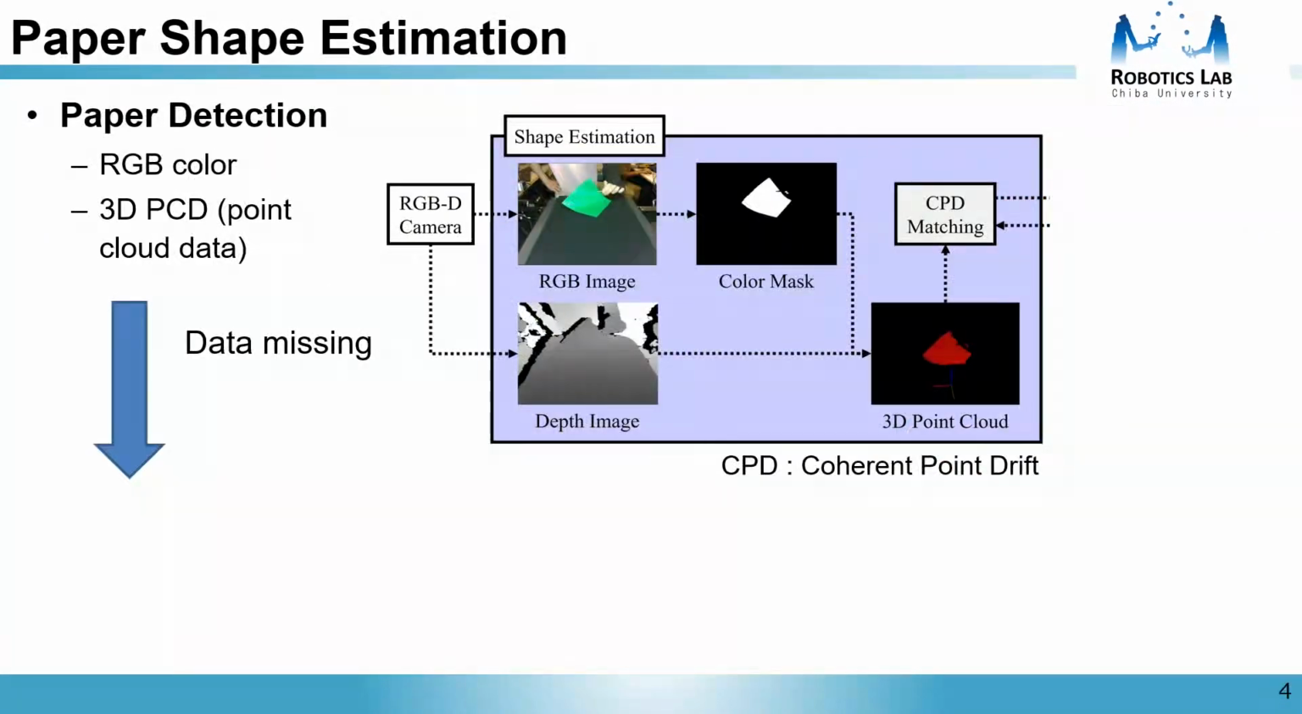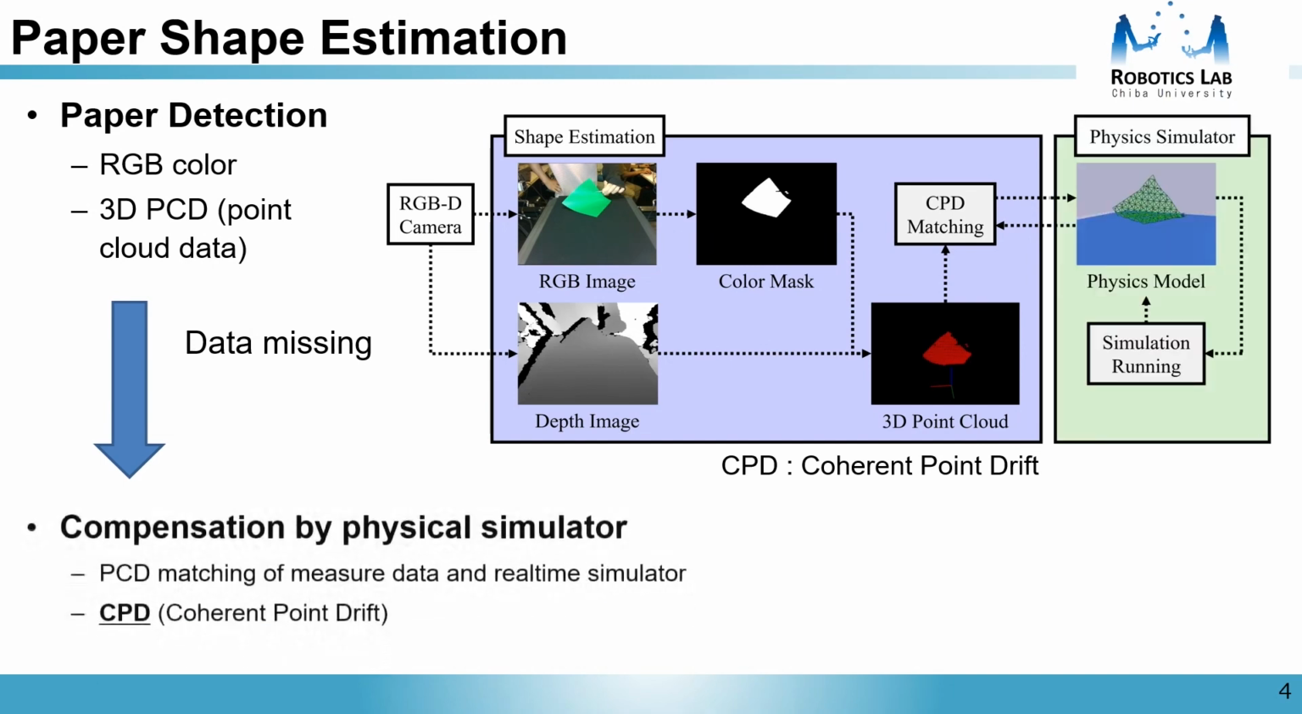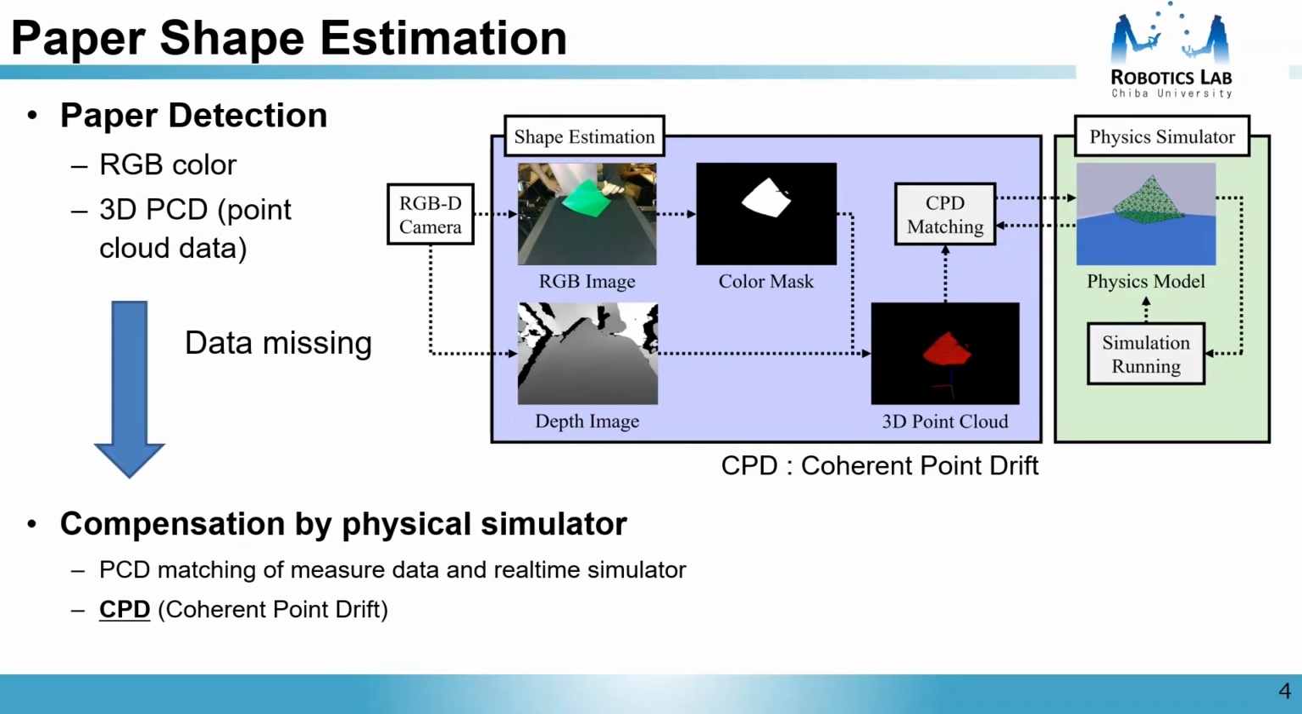This is the processing flow of paper shape estimation. The area of the paper is extracted from the color image and the shape is obtained as point cloud data. However, this data alone is not sufficient for shape recognition because of data missing. To solve this problem, the real-time simulator is run in parallel. Coherent point drift is used for matching of the measured data and the real-time simulator.